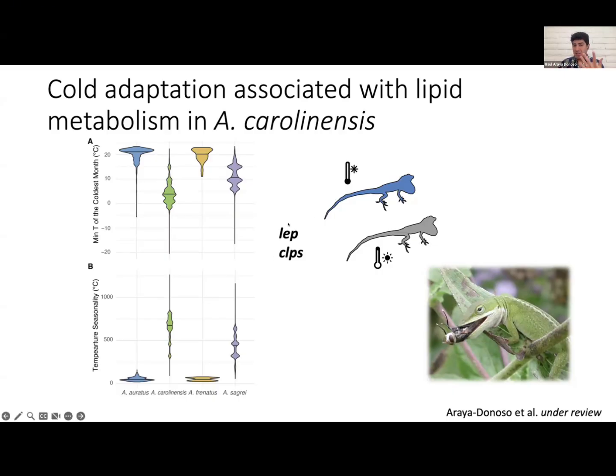And we found signatures of selection in these 2 genes, the leptin and colipase, that are associated with lipid metabolism. So why is lipid metabolism important? Lizards eat insects, but they can store and use lipids as a way to store energy for the harsh seasons. So maybe they have adaptations in their metabolism to survive these periods that are harsher for them. So that's a cool thing we found with selection for Anolis carolinensis.